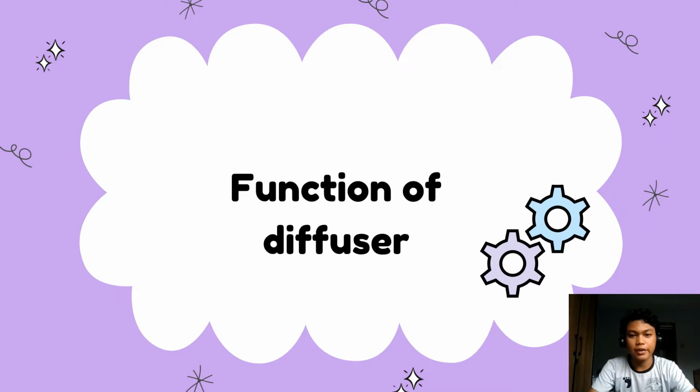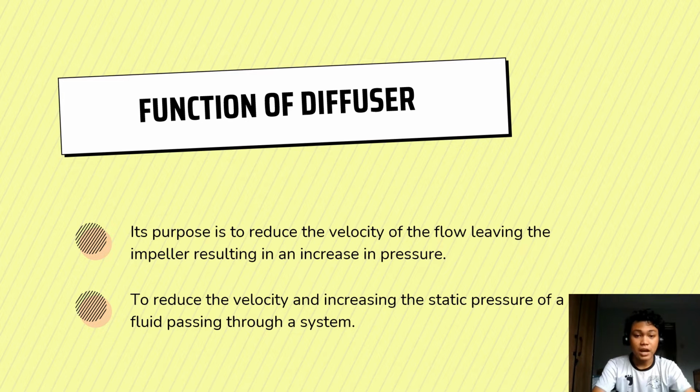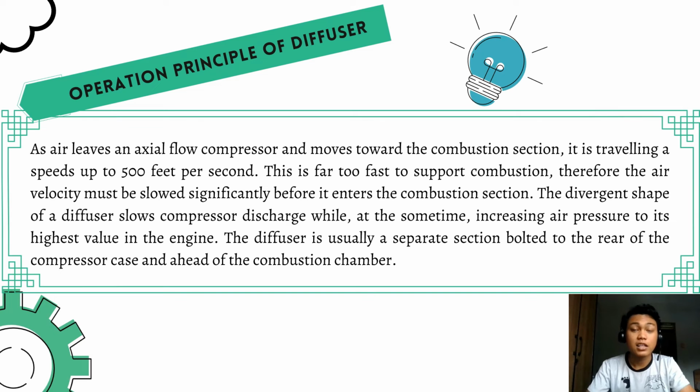For the next part, Aiman Binodin will explain about the function of a diffuser. There are two functions of a diffuser. The first is to reduce the velocity of the flow leaving the impeller, resulting in an increase in pressure. The second is to reduce the velocity and increase the static pressure of a fluid passing through a system. Now I will explain the operating principle of a diffuser.